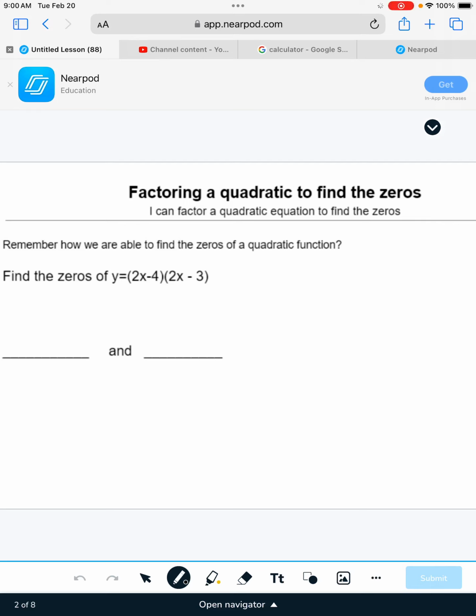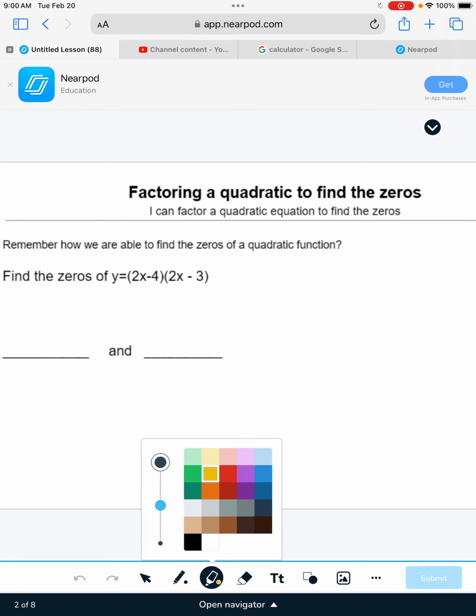All right, good morning. So today we're going to be talking about how to find the zeros of a quadratic function when we are not given the set of parentheses like we are here. In order for us to be able to find the zeros for the quadratics, we have to be able to find the zeros when it's already been factored out into its individual pieces, like this one is. So how do we find the zeros of a quadratic function?